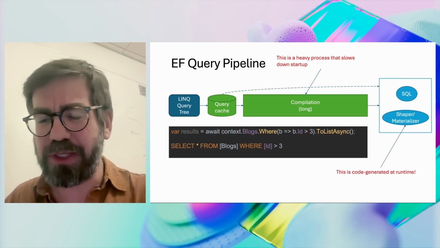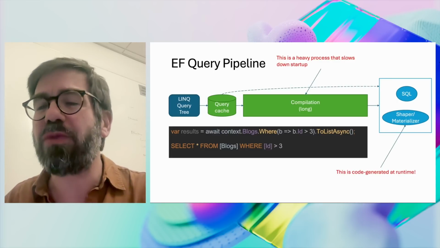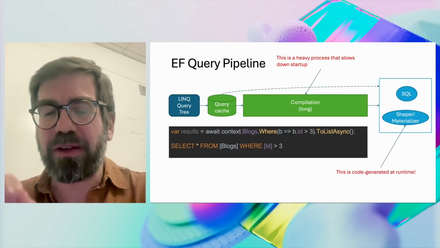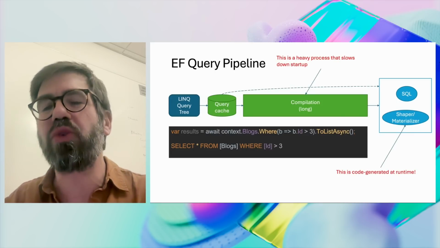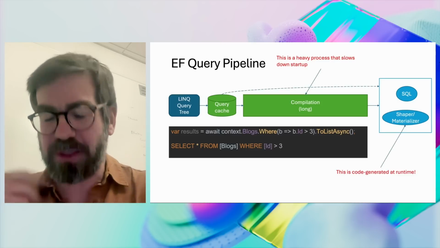But the second problem is even more severe. That shaper materializer that I told you about is code that we generate at runtime. EF does this to create code that's specifically tailored for this query. So in this case, EF analyzes this query and it sees that it needs to return blogs. So it generates code at runtime that will read the results from the database and give you blogs.